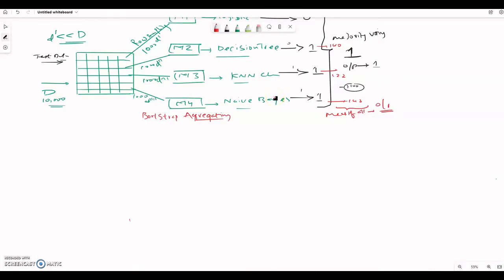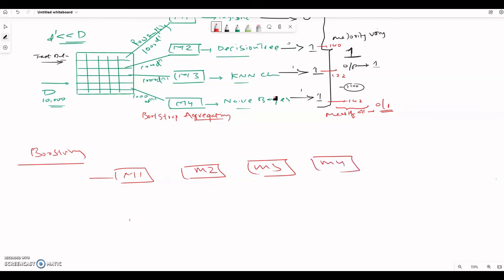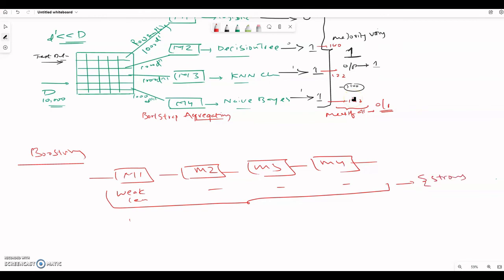Now let us talk about boosting. In bagging we have M1, M2, M3 in parallel. Here in boosting we have models M1, M2, M3 and M4 in series. These are all weak learners. Individually these are all weak learners, but together they are strong learners.